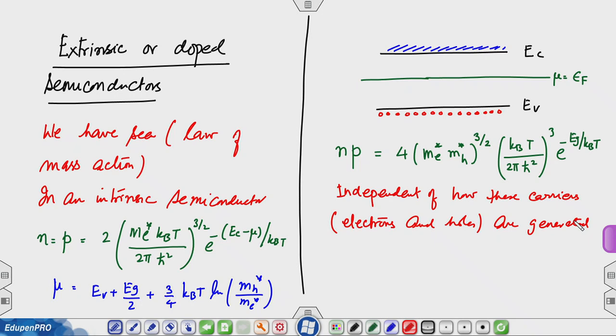Now, this is what gives a great control over the kind of carriers you can have, and this is done by doping of intrinsic semiconductors, and I will demonstrate this with the example of silicon.